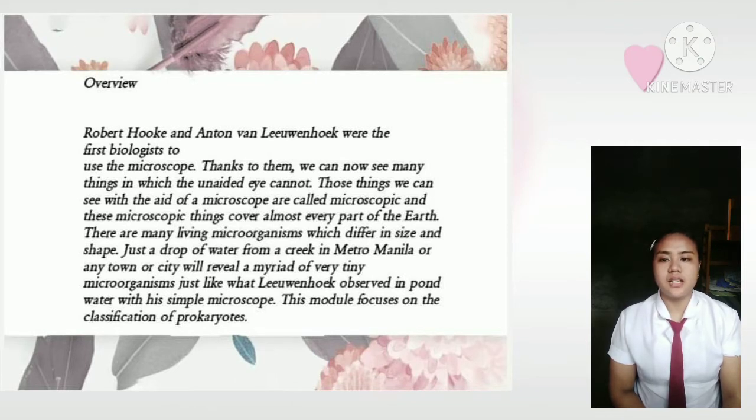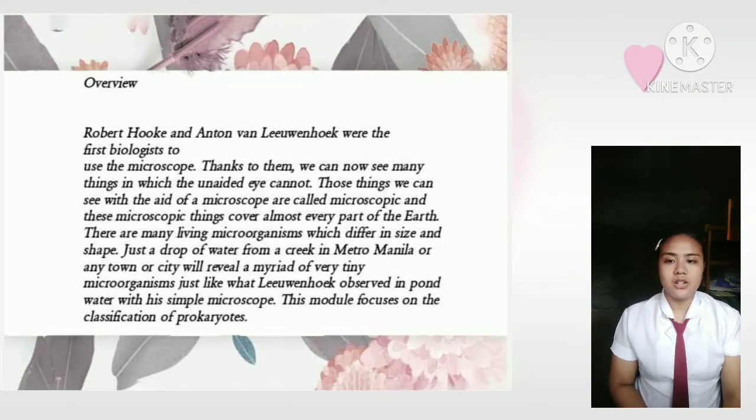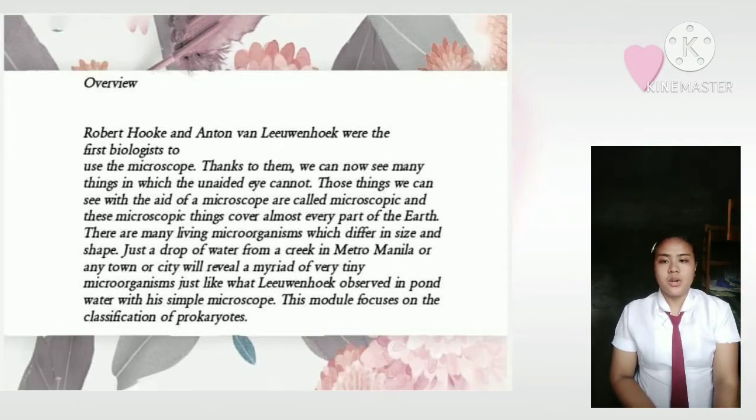Those things we can see with the aid of a microscope are called microscopic, and these microscopic things cover almost every part of the earth. There are many living microorganisms which differ in size and shape. Just a drop of water from a creek in Metro Manila or any town or city will reveal a myriad of very tiny microorganisms, just like what Leeuwenhoek observed in pond water with his simple microscope. This module focuses on classification of prokaryotes.